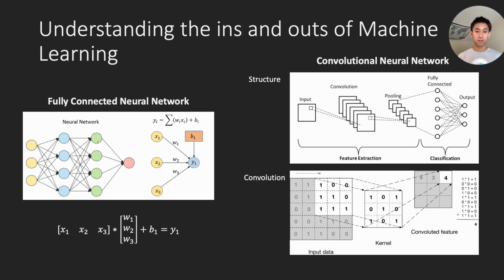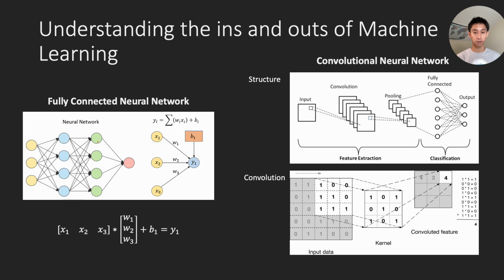On the left side, we can see the most basic type of neural network, the fully connected neural network. Basically, it takes in x1, x2, and x3, the input that you give the neural network, and then you multiply it by w1, w2, and w3, which are the weights of the neural network, and then you add a bias, b1, and you get y1, the output. W1, W2, and W3, as well as B1, are modified throughout the training process such that the model can keep on progressing and learning.